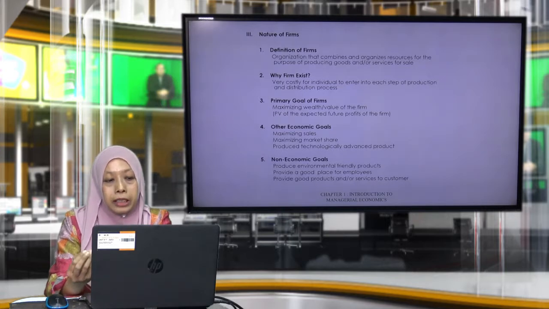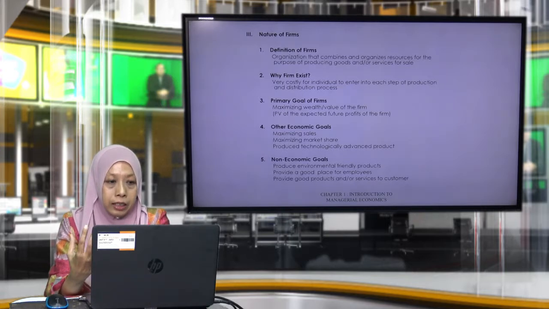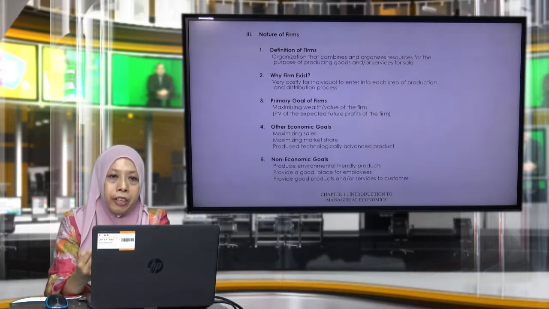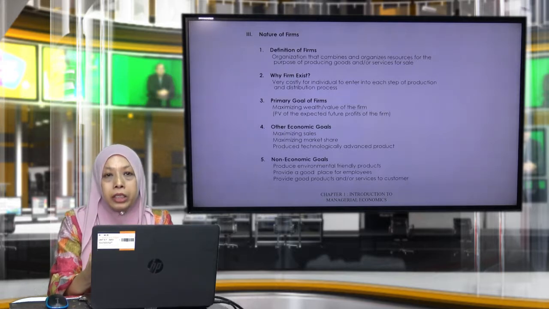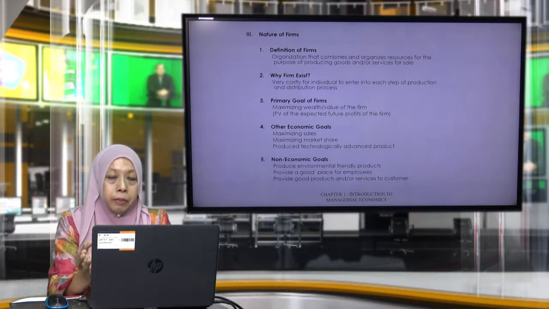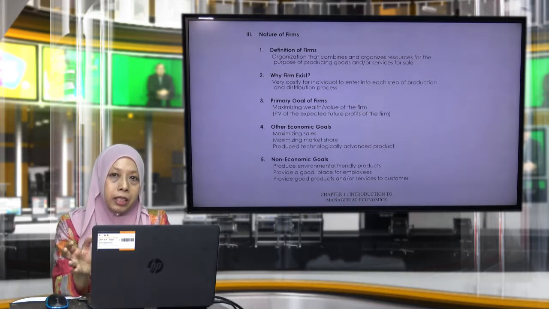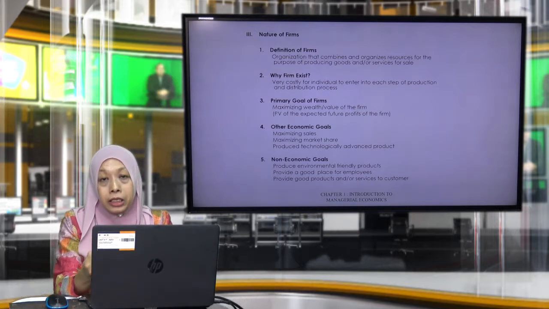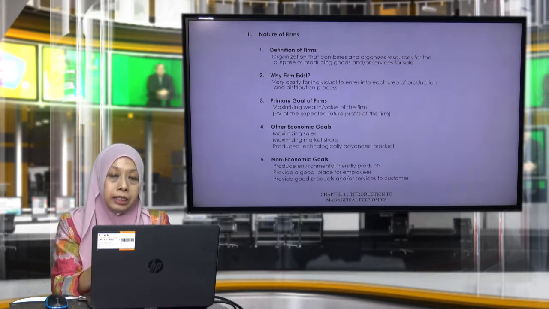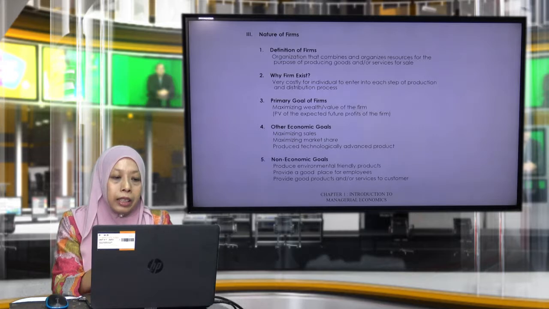Okay, so why is it important to have firms in an economy? It's because it's very costly for an individual to enter into each step of the production and distribution process. Just imagine if there were no firms in the market. That would mean all the products in the market must be produced by each individual household, and this is a very costly step.